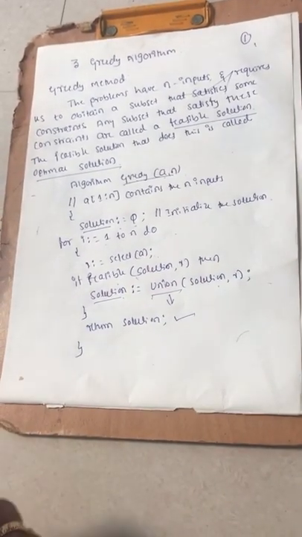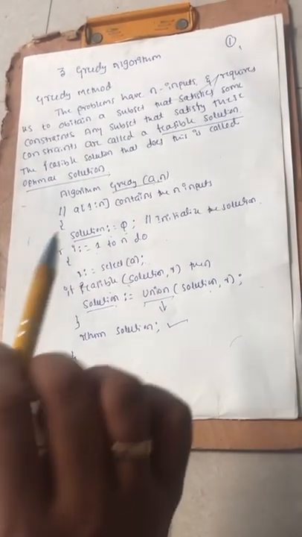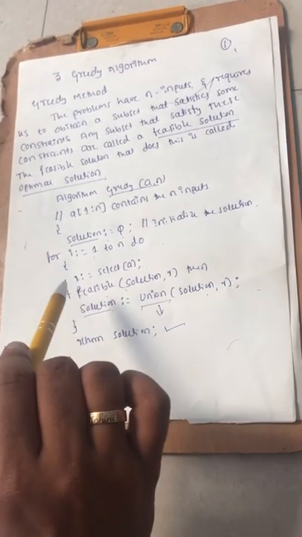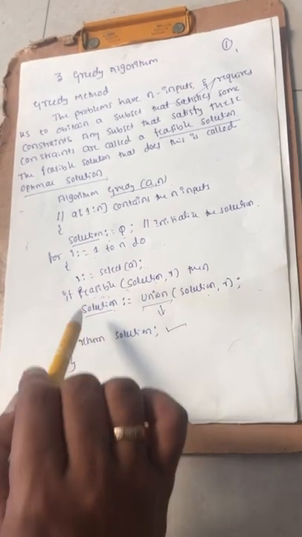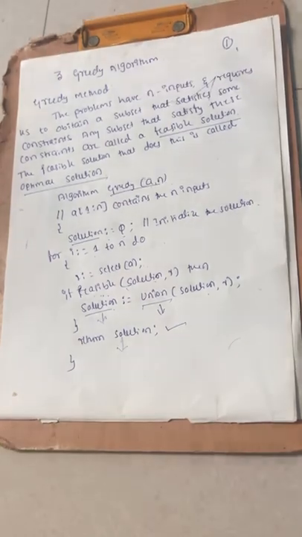Friends, I guess that you cleared that one. This algorithm is telling that we have n number of inputs. Among the n inputs we make subsets. Once you add the subset, it should be feasible. If it is feasible, we add it into the solution. Once we have added that, we return it.